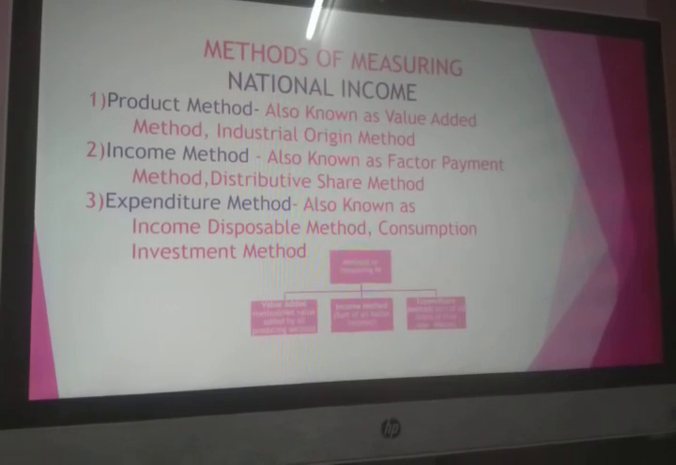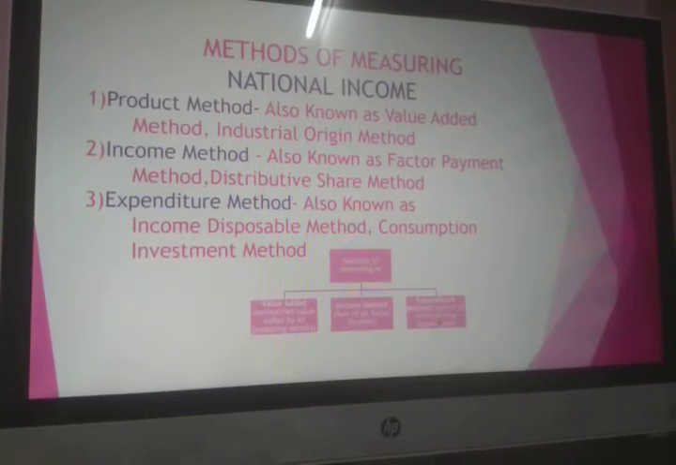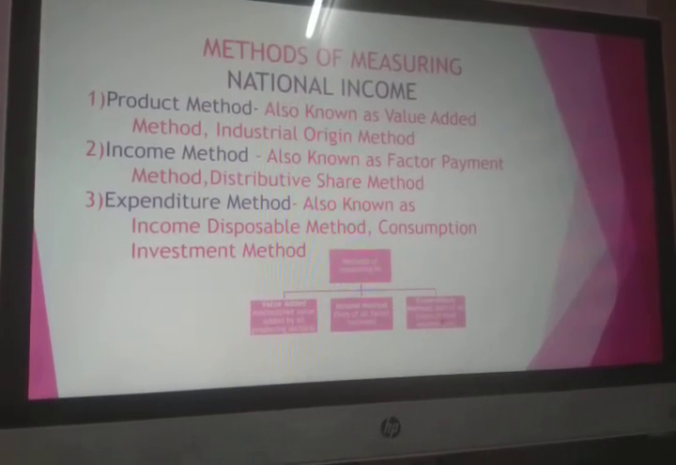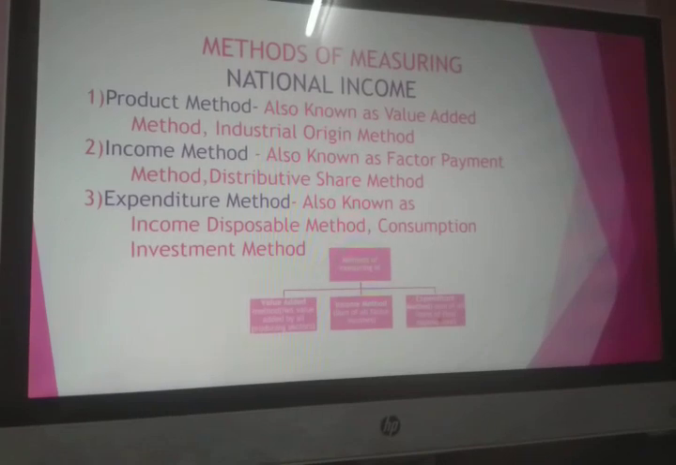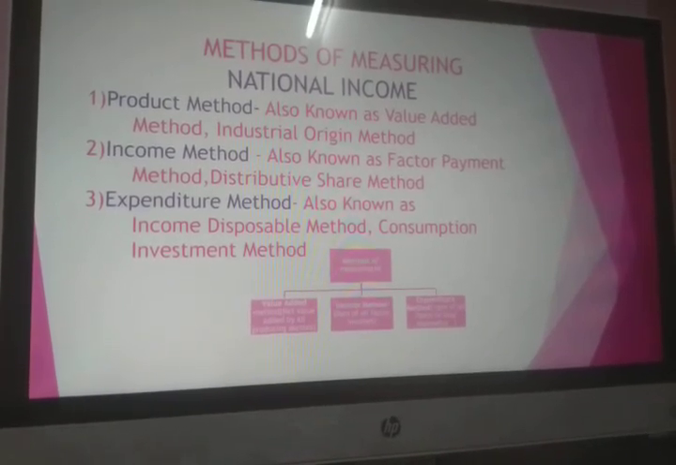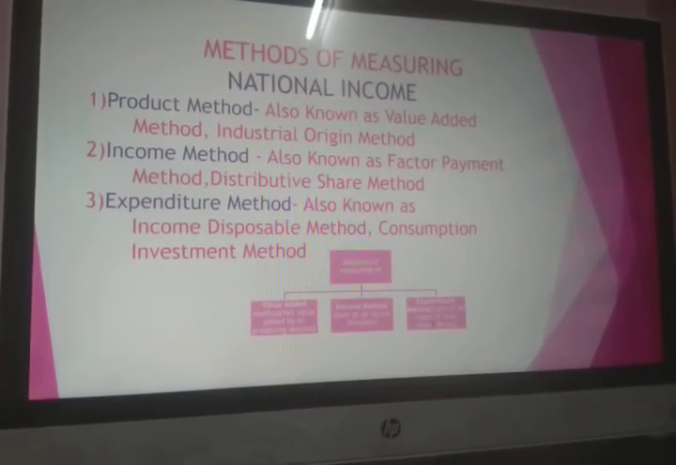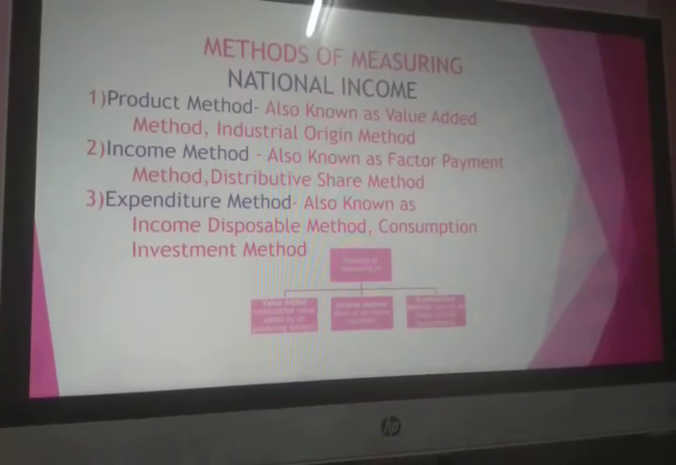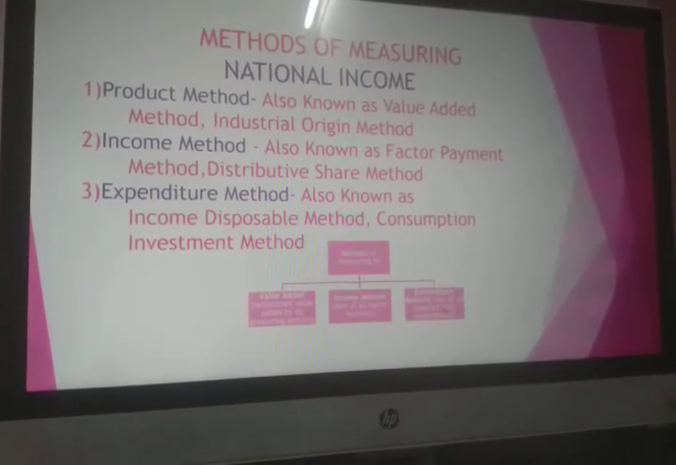The third method, that is expenditure method, focuses on all the expenditures incurred on final goods, or you call it final expenditure. Now you must know the importance of final goods and intermediate goods, which you have already covered in some basic concepts. So here we are going to talk about the final expenditure. We need to focus on only the final expenditure.